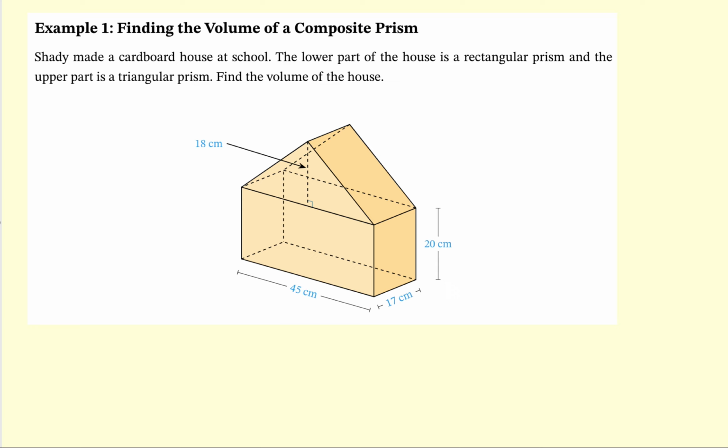Let's take a look at a more complicated prism composite, which is two prisms, one on top of the other, and let's see if we can find the volume of this total thing. So it's really made up of two prisms. We have the volume of a triangular prism, and we have the volume of a rectangular prism.